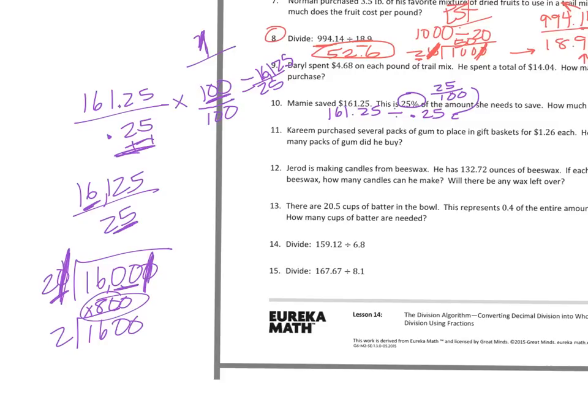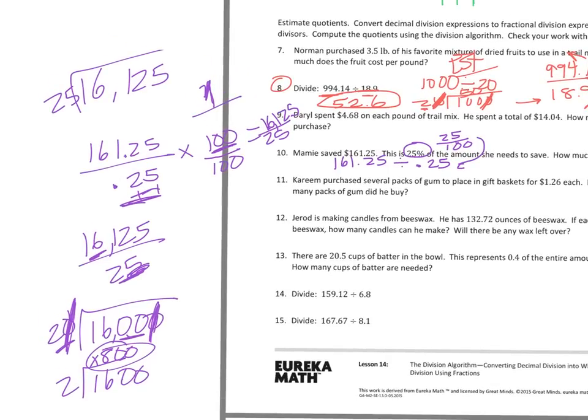I know it's going to be close, but not very close, because I'm at 25, which is in between 2 groups of 10, or 2 multiples of 10. So now what I would end up doing is taking 16,125 and dividing it by 25. And that's how I'm going to end up with my answer for it.